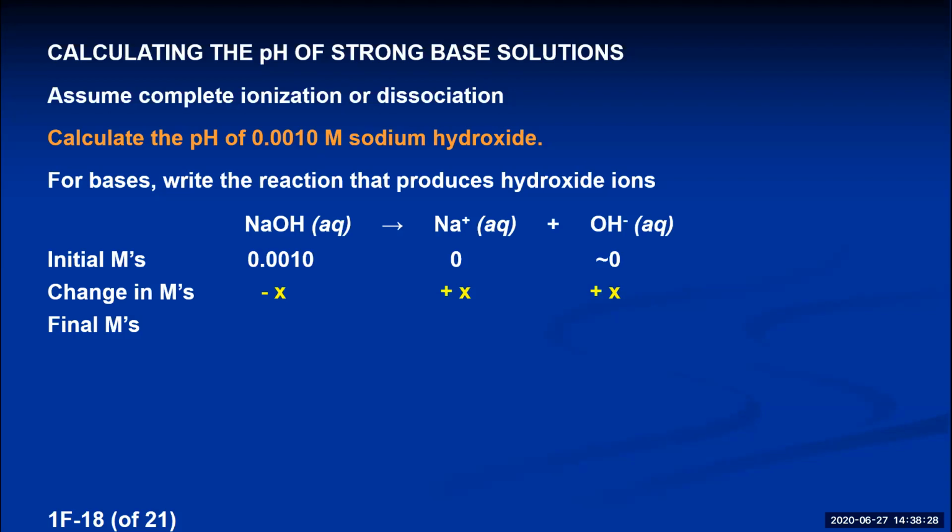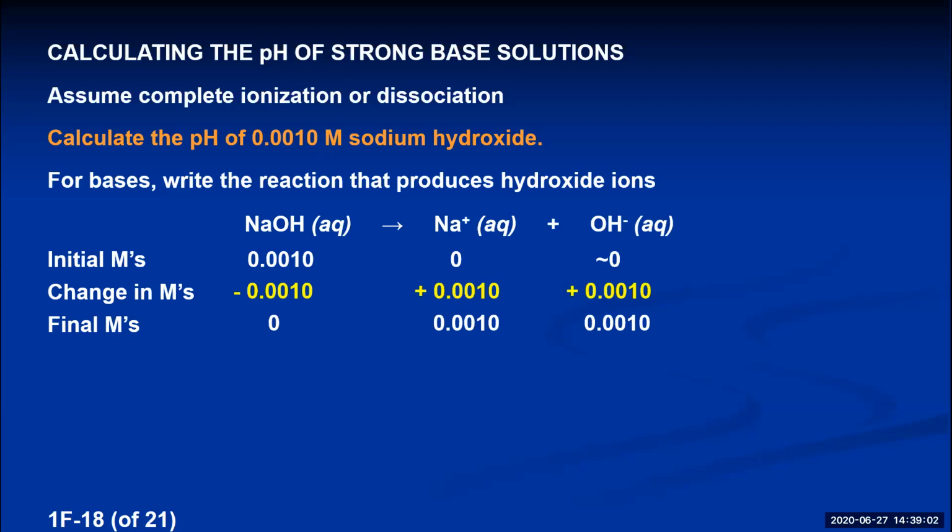And we'd write X's here if we didn't know how much reacted. But it's a strong base. And a strong base, we assume complete dissociation. So we don't write X's there. We say it all reacts away. And because it's a 1-to-1-to-1 ratio, you're going to form 0.0010 molar of sodiums and 0.0010 molar of hydroxides. So once this has happened, in a solution of sodium hydroxide, there aren't any sodium hydroxide formula units, but there's 0.0010 molar of sodiums and 0.0010 molar of hydroxides.